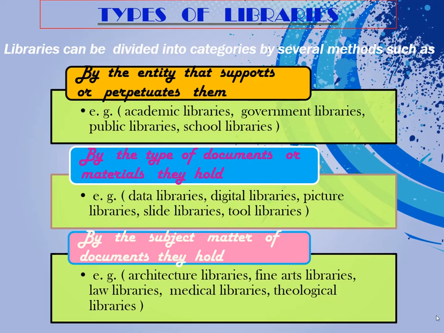The next type is by the type of documents or materials they hold. There are data libraries. Even digital libraries are there, picture libraries, slide libraries, tool libraries. So there are different types of documents or materials. The other category is by the subject matter of documents they hold. Architecture libraries are there, fine arts libraries, law libraries, medical libraries, theological libraries. These are different types of libraries according to their categories.